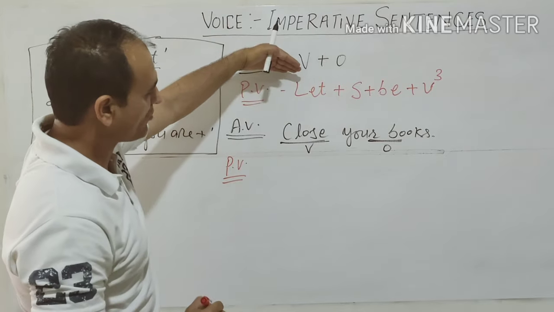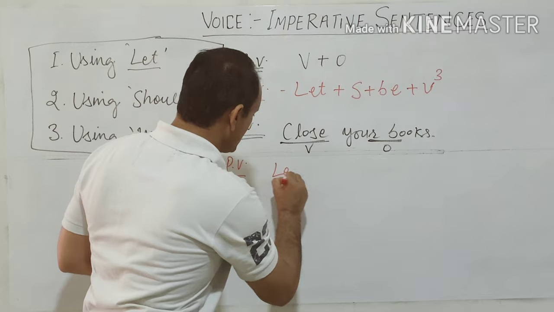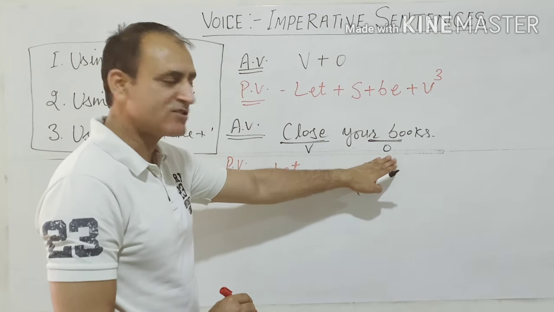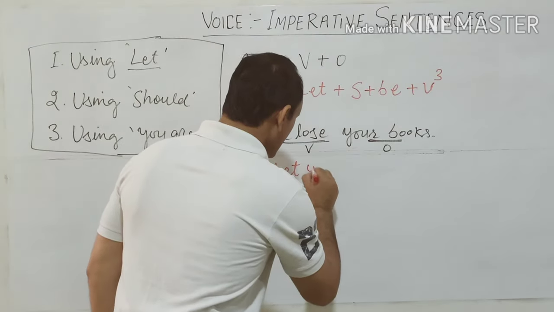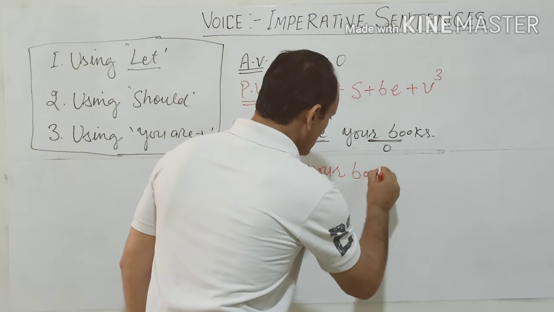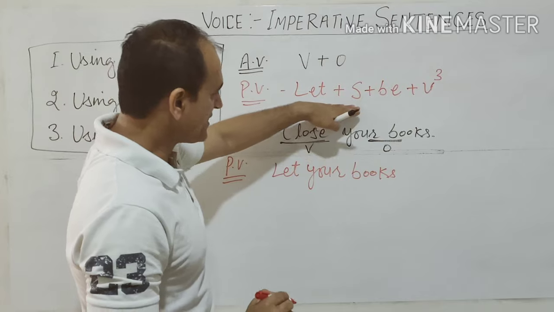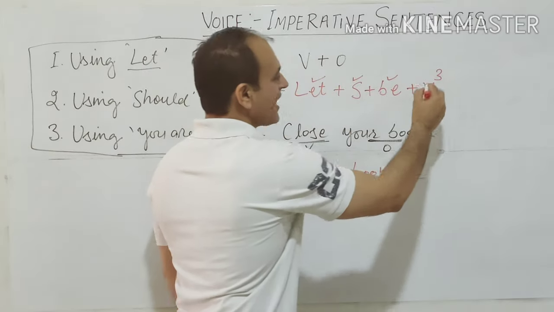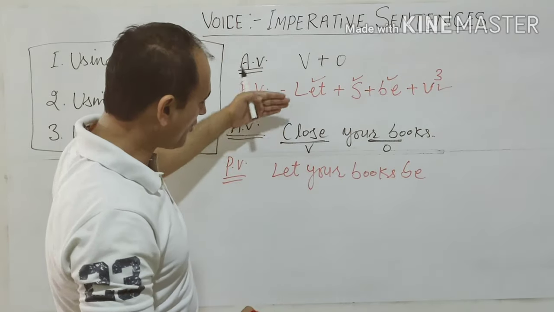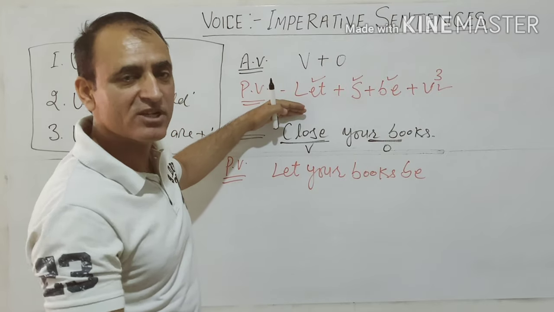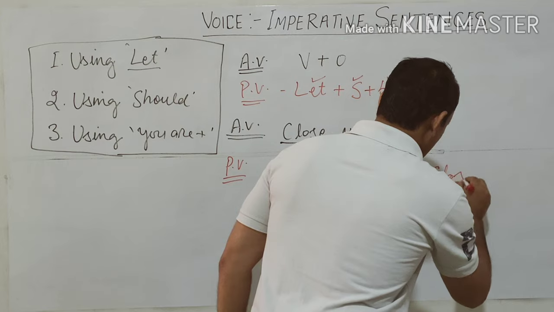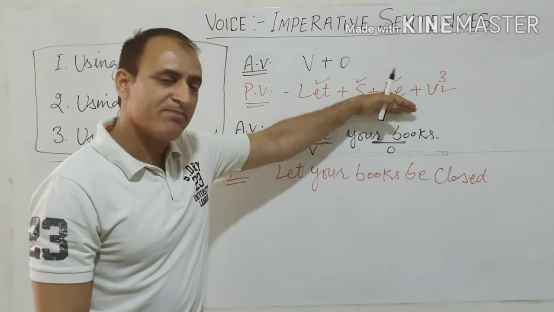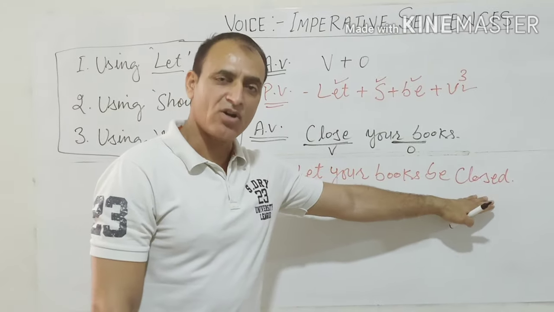So let's apply this formula using let. So passive voice will begin with let, let followed by subject. So object in active voice will become our subject in the case of passive voice. So let's bring it forward, and it will be let your books. Subject is there, we have used let, subject. Next is be, so use the verb be, and then third form of the verb. So what is verb over here? Close. And if we change it into third form, it becomes closed. So this is our passive voice. Active is close your books, and passive becomes let your books be closed.